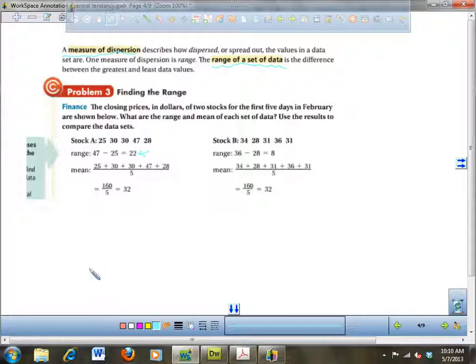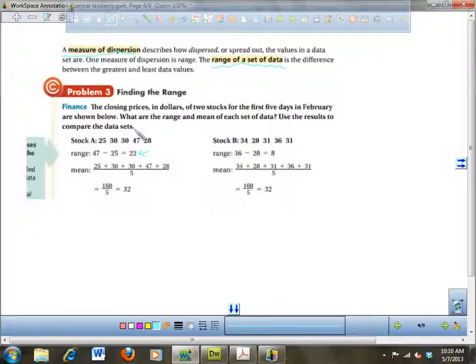If one person is 7 feet tall in this class and one person is 4 feet tall, what is the range of heights in this class? The tallest person is 7 feet tall. That would be me. And the shortest person is 4 feet tall. What's the range of heights? 3. You just subtract 7 minus 4.